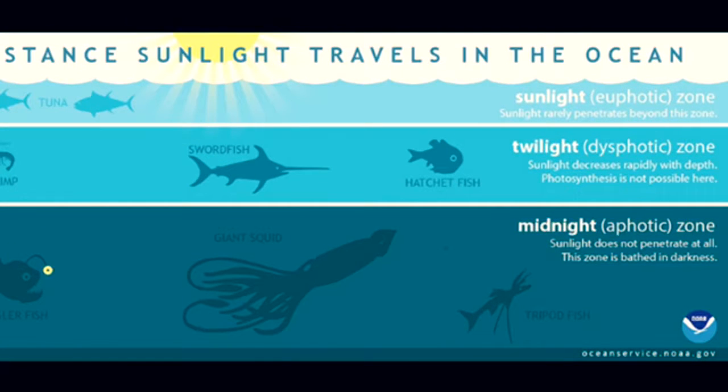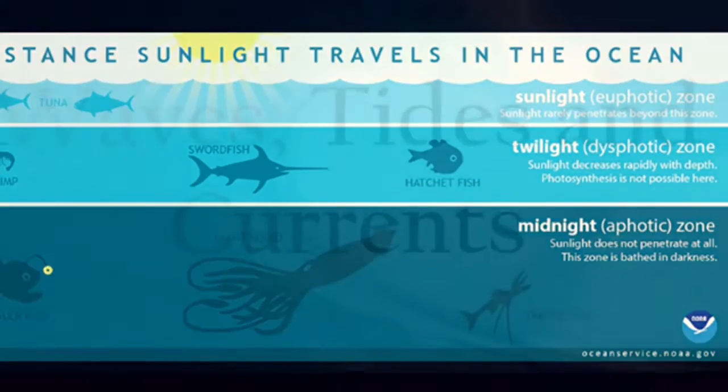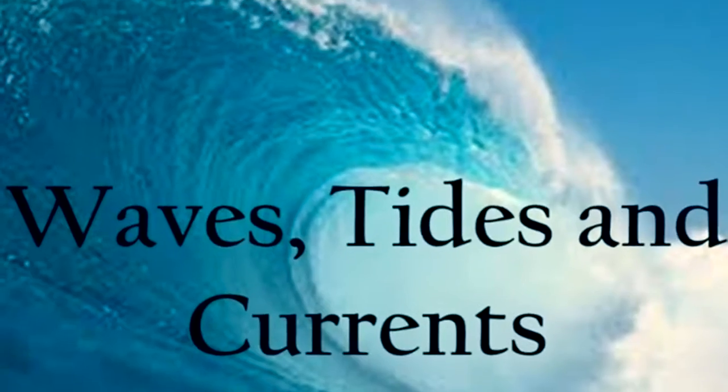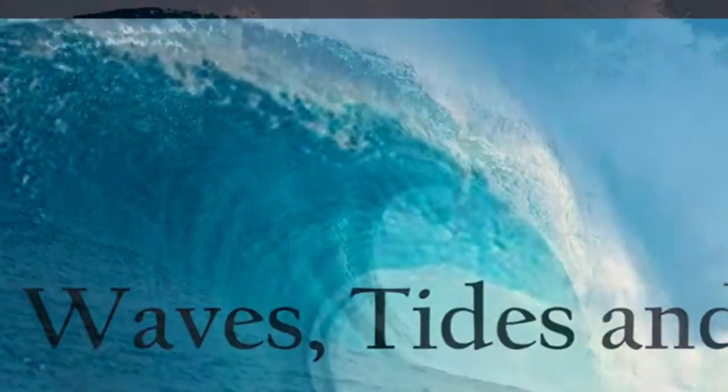In the ocean, there are 3 zones: the euphotic zone, where sunlight rarely penetrates; the dysphotic zone, where sunlight decreases rapidly with depth; and the aphotic zone, where sunlight does not penetrate at all, and this zone is bathed in darkness. Next, we'll be talking about waves, tides, and currents.